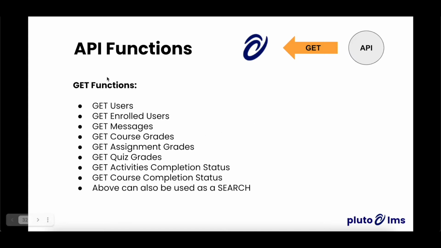So we use the term get, but this can also be interchangeable with search. While you're pulling information, you can also use these same API functions to actually search that information. You might want to search for a user or find a grade within your platform. You will be able to do that.